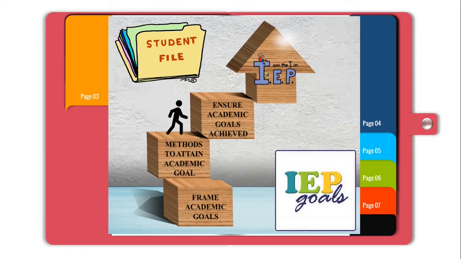So here are some goals. Frame academic goals, methods to attain academic goals, ensure academic goals are achieved. The IEP document is developed for the differently abled student to help them frame their academic goals and methods to attain these goals. The IEP is prepared to ensure academic goals are achieved. In the IEP program, academic goals are framed in a systematic manner and methods are applied to attain the decided goal, and the multidisciplinary team ensures that academic goals are achieved for an individual. So this is all about IEP goals.